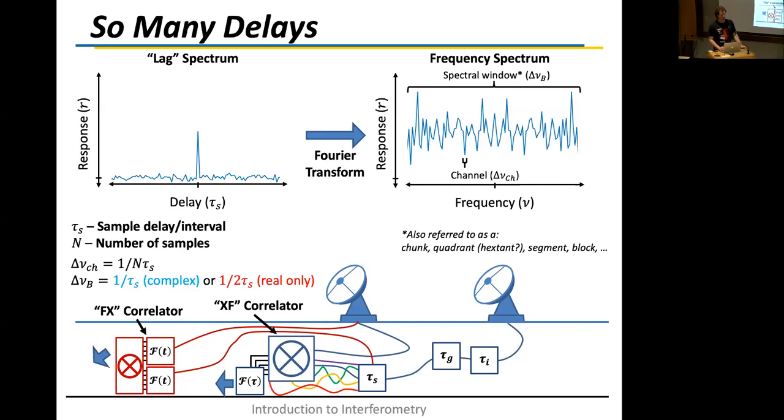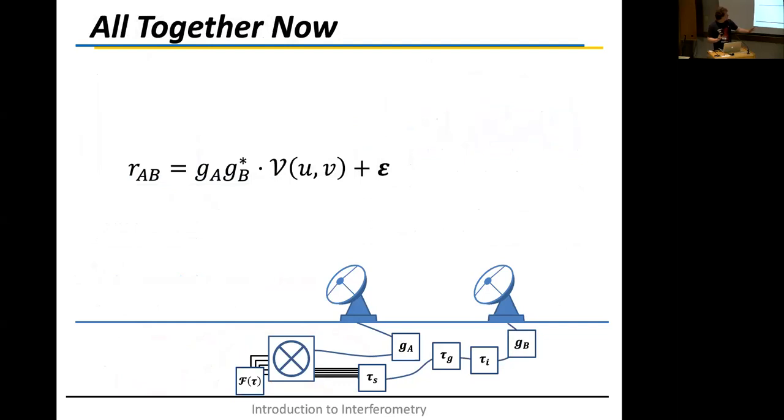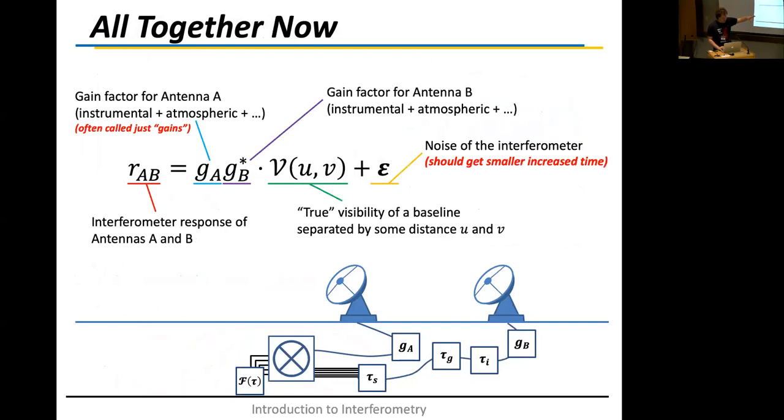All right, so taking all the pieces that we now have, this is the actual response of the interferometer. R_AB is equal to G_A times the complex conjugate of G_B times this weird V thing, plus epsilon. So defining terms here for a little bit.